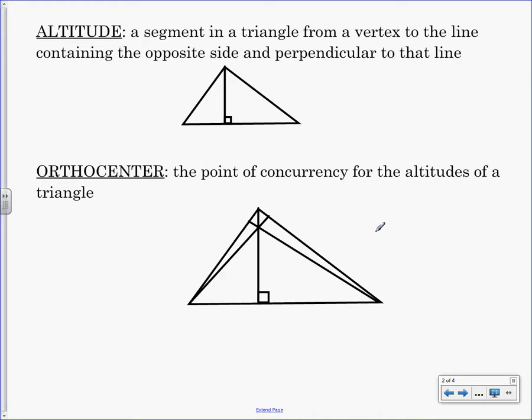Altitude, you should kind of remember that's a right angle, right? So an altitude of a triangle has to start at the vertex again, going to the opposite side, making a perpendicular. So these both have to start at the vertex today. Orthocenter is the point of concurrency for the altitudes of a triangle. That's where the altitudes cross. That's where they meet. Have I lost anybody?